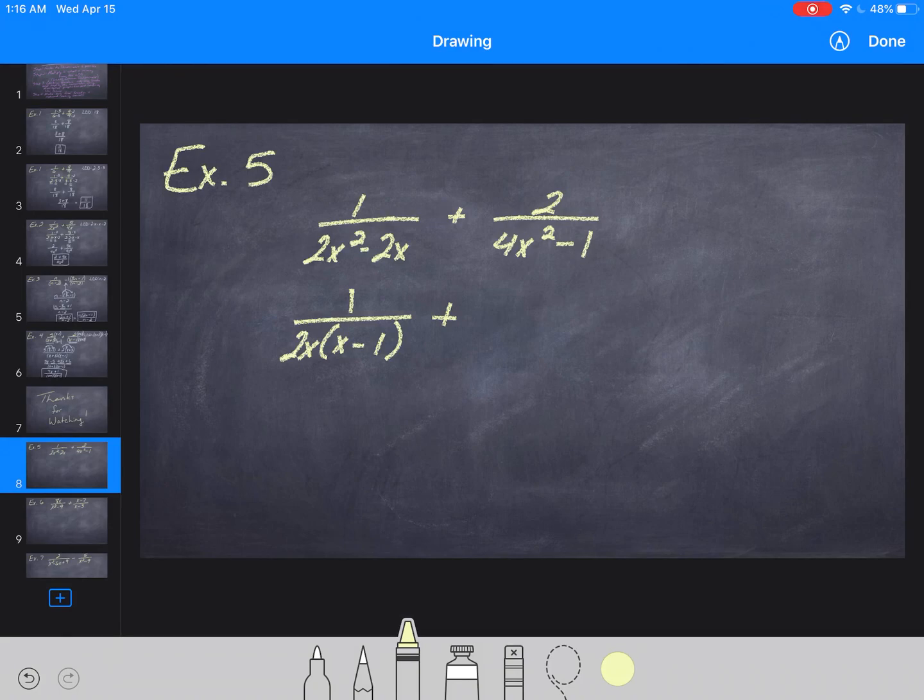I have a plus sign. I would factor my second denominator. You can pause here to factor using difference of squares. I would end up with 2 divided by 2x plus 1 and 2x minus 1.